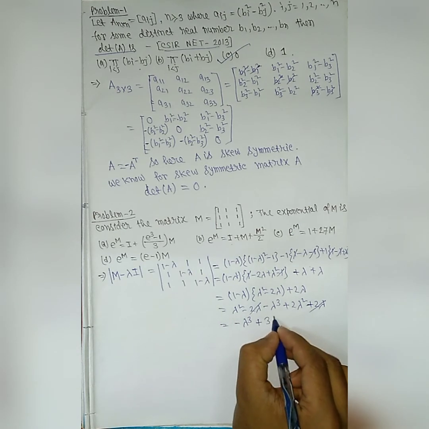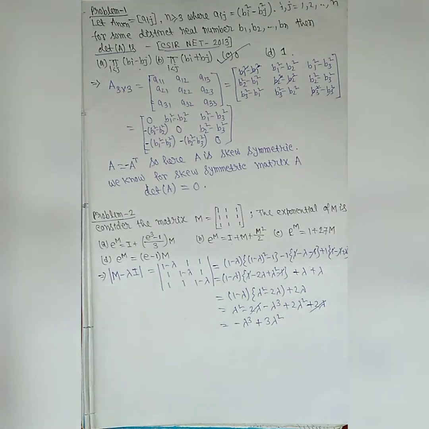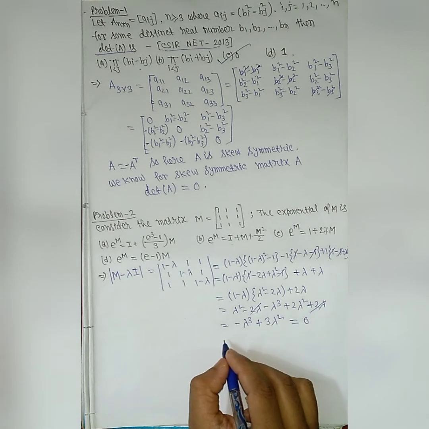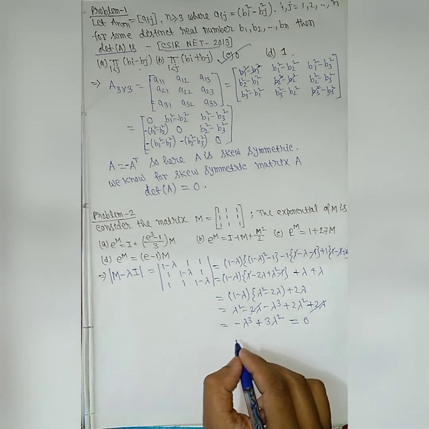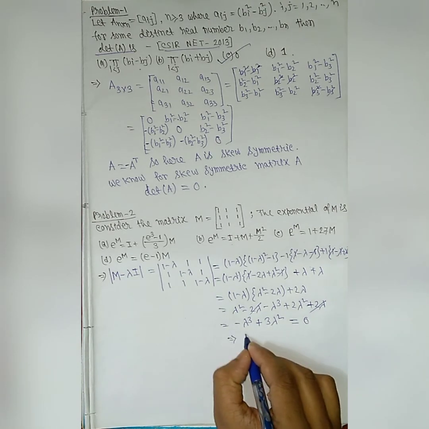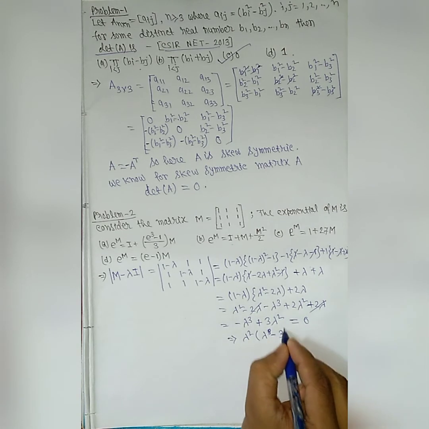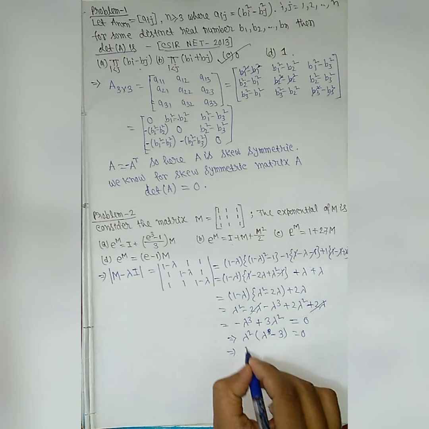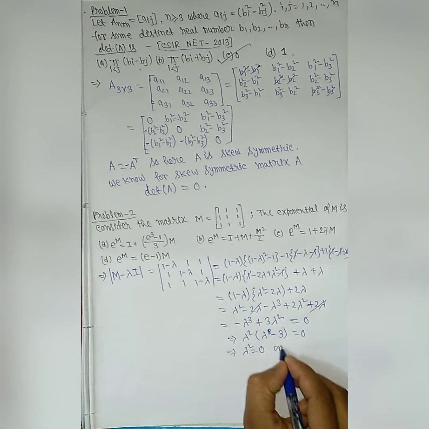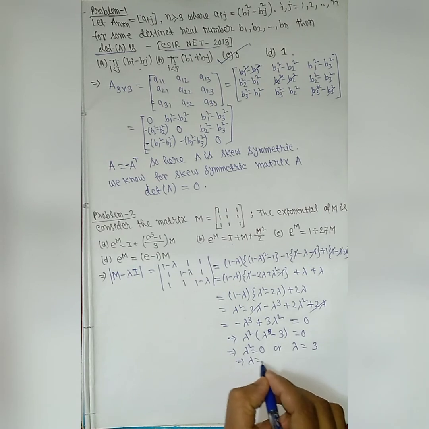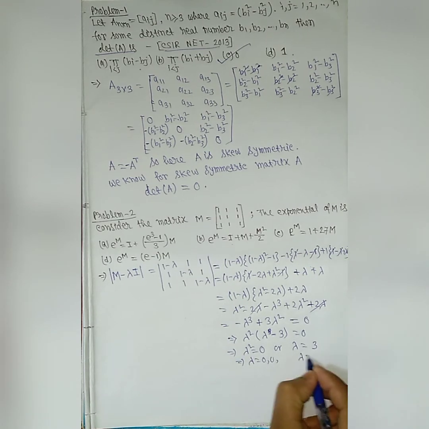plus 3 lambda square. Now to find the eigenvalue of this, we have to solve this equal to 0. So if we solve this, this comes as, if we take lambda square common, lambda minus 3 is equal to 0. So what we can write, lambda square is equal to 0 or lambda is equal to 3. Lambda square is equal to 0 means lambda is equal to 0, 0 and lambda is equal to 3.